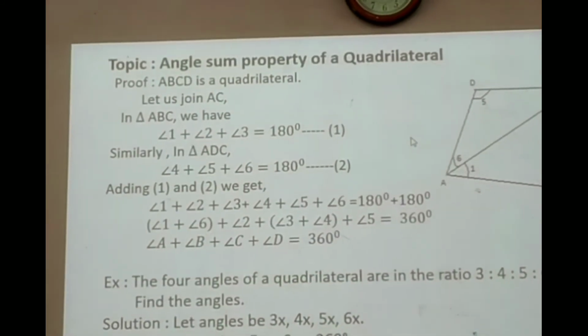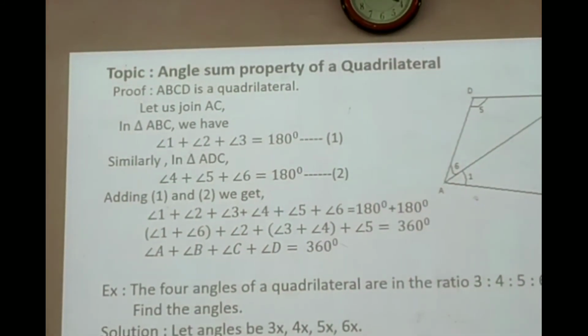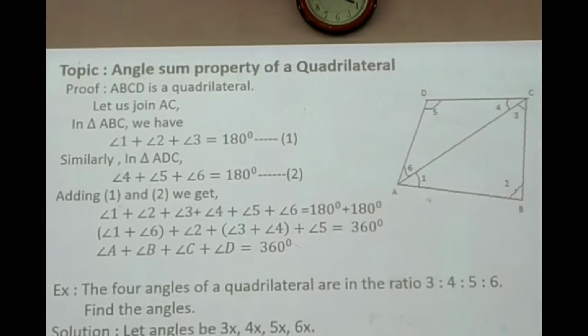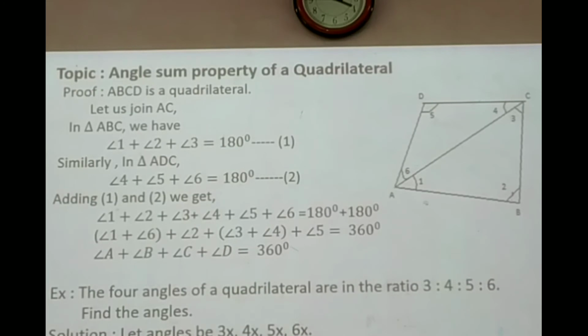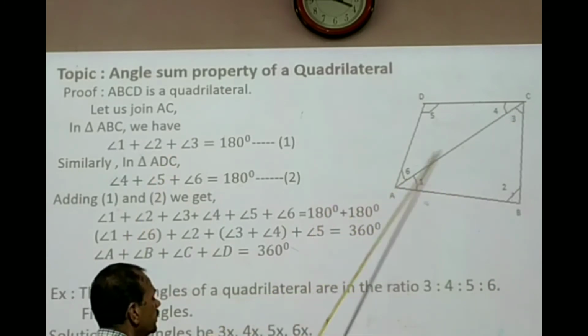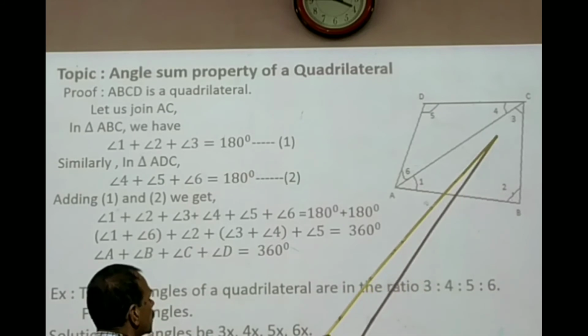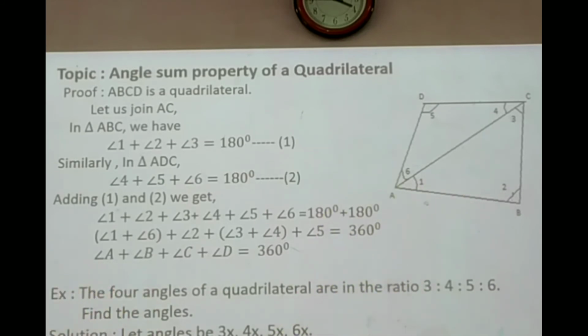Next topic, angle sum property of a quadrilateral. We saw the sum of the angles of a quadrilateral is 360 degrees. In 7th class, we saw the sum of the angles of a triangle is 180 degrees. Similarly, the sum of the angles of a quadrilateral is 360 degrees. For that, let us draw the quadrilateral and join one diagonal. Here AC is joined. Then this is triangle ABC. Then 1 plus 2 plus 3 is equal to 180 because the sum of the angles of a triangle is 180 degrees.